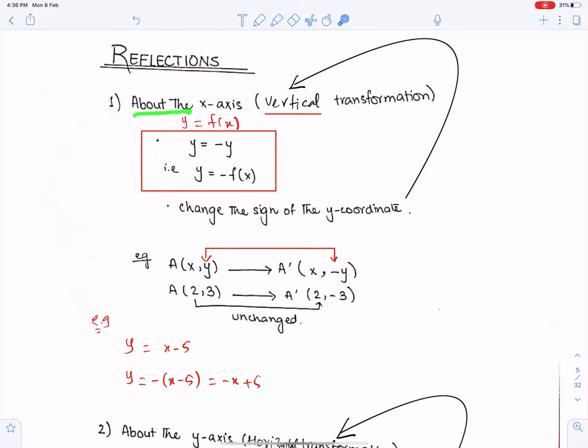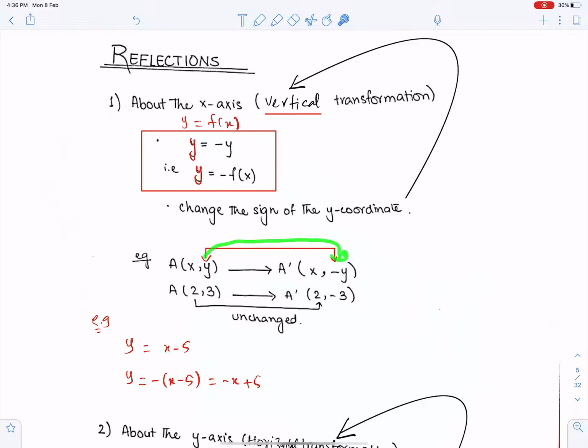Reflections. About the x-axis. This is the type of vertical transformation. So when we reflect anything about the x-axis, we change the signs of y coordinates. In fact, the signs of the y coordinates are opposite to each other. If this is the equation of the object, then by multiplying this f of x by minus sign, we can get the equation of the image. Make sure you will remember this thing. Either use y is equal to minus y or y is equal to minus f of x. This y means equation of the image. And this y and this f of x means the equation of the object.